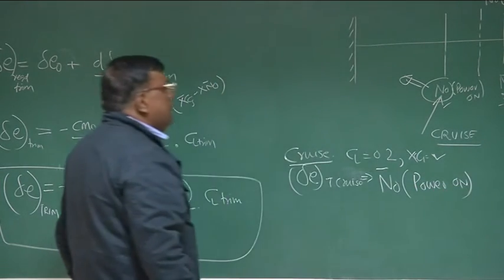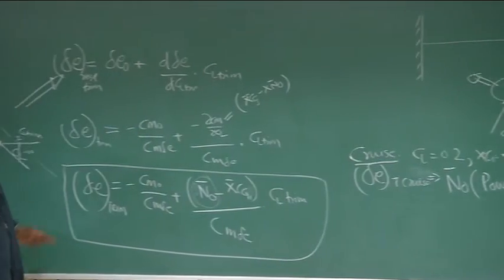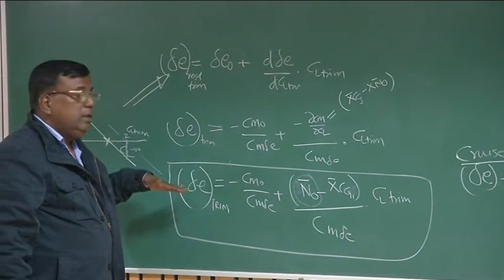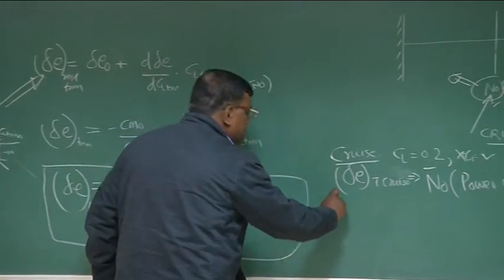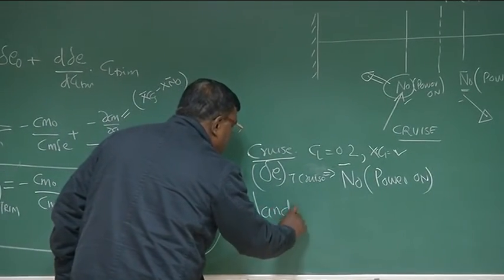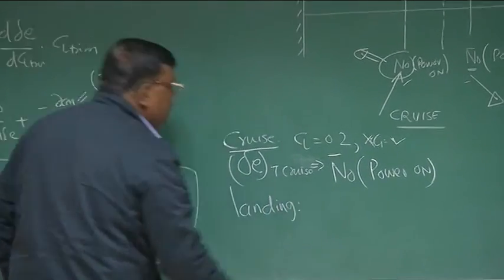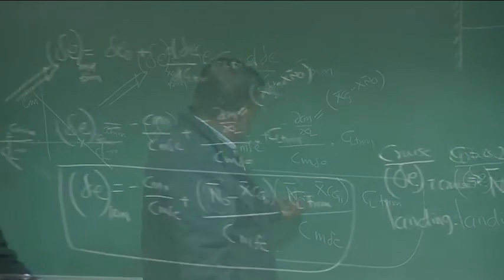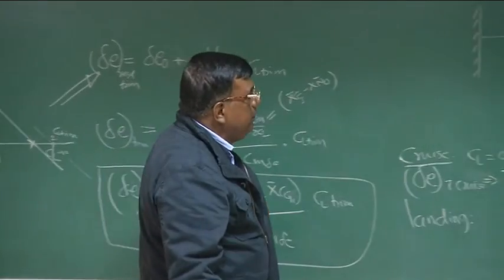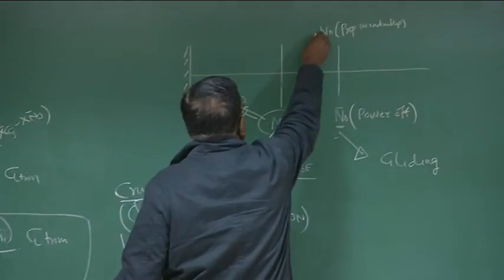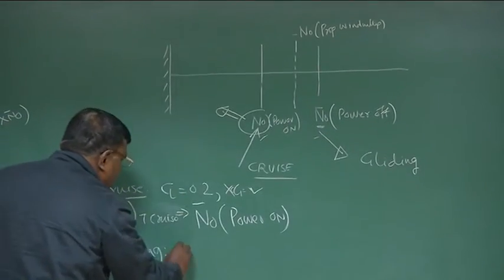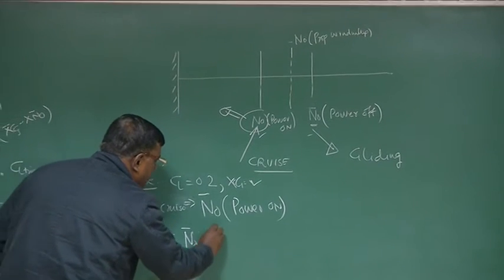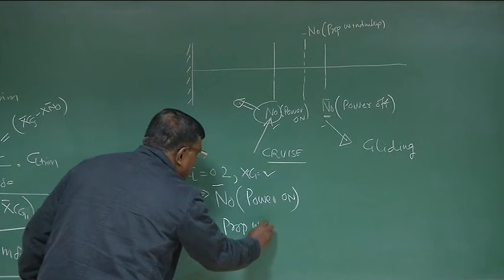Right. Now let us say it is coming in for landing. What is the case of landing? Propeller windmilling, right? Which N naught should I use? I should use N naught propeller windmilling. So N naught should correspond to propeller windmilling.